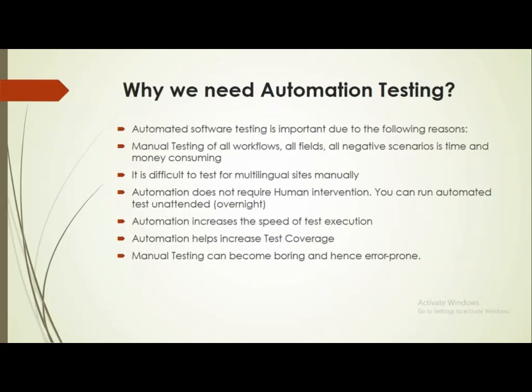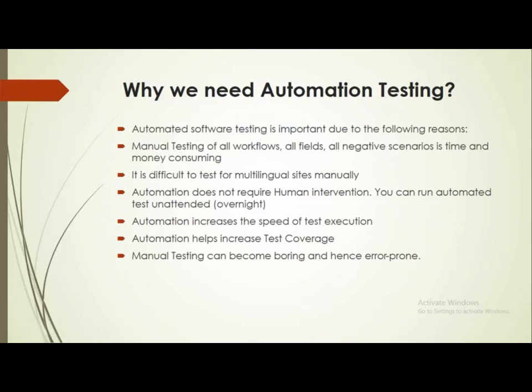So our question is, why do we need automation testing? Automation software testing is important because manual testing of all workflows, all fields, all negative scenarios is time and money consuming. It is difficult to test multilingual sites manually. Automation does not require human intervention. You can run automated tests unattended overnight. That means you can run an automation test case at any time by scheduling it through a task automation or continuous integration tool such as Jenkins, which Selenium supports.